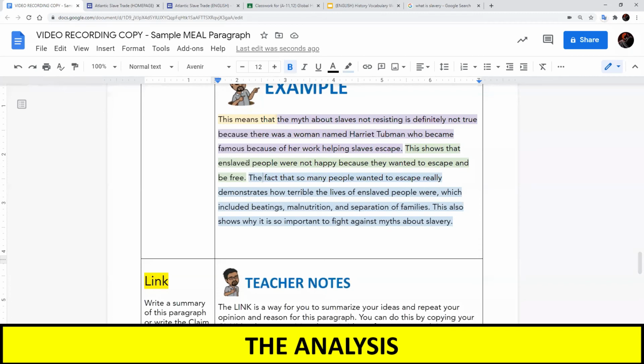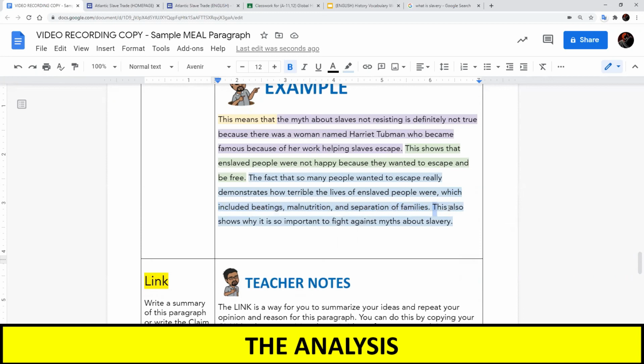So right here, the first part is explaining a little bit more why your evidence connects to the claim. The fact that so many people wanted to escape really demonstrates how terrible the lives of enslaved people were. And then you give more details. You mentioned that their lives were terrible, so you give some specific examples of how that's true. So you include things about beatings, malnutrition, separation of families. All of those are details that we talked about in class, and you're now showing them in your analysis.